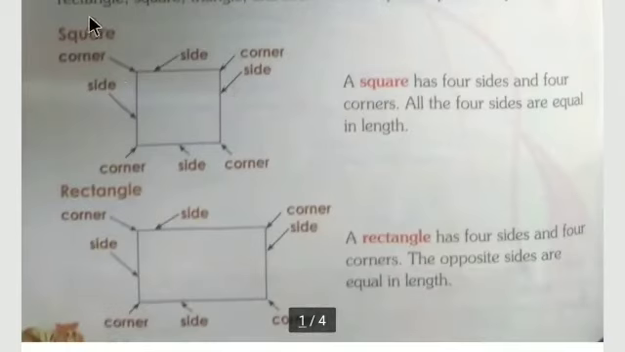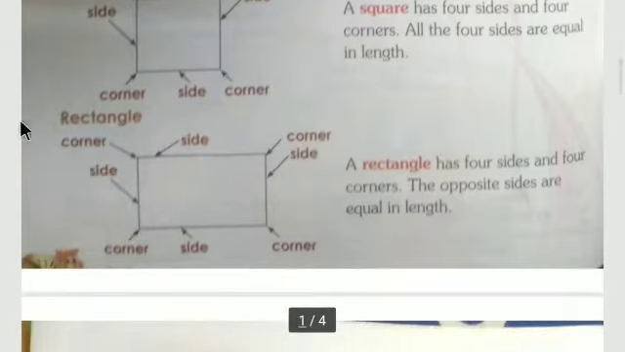See, first one is a square. How many sides can you see in a square? Count. 1, 2, 3 and 4. All these edges are called sides, and the point at which two sides are joining is called a corner. See, a square has 4 sides and 4 corners. All the 4 sides are equal in length. So in a square, all sides are equal in length.